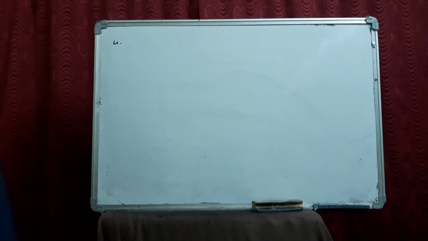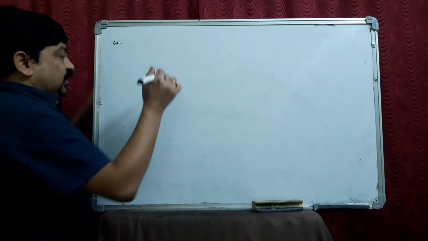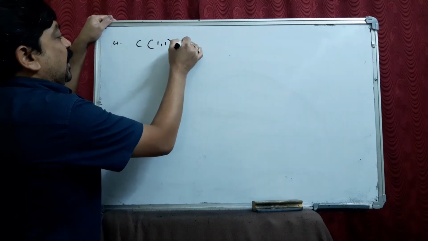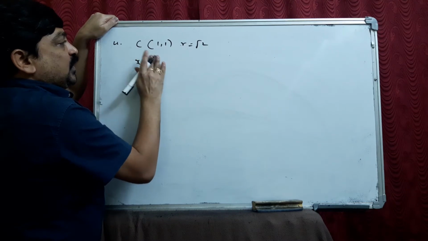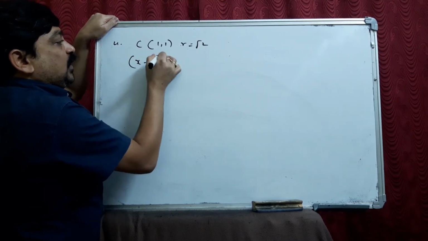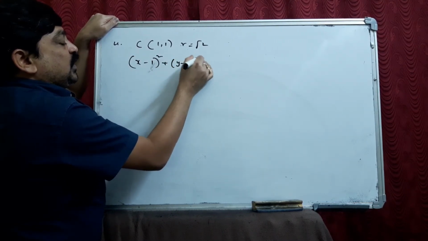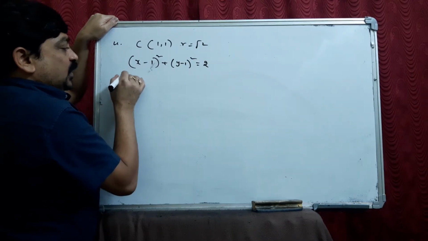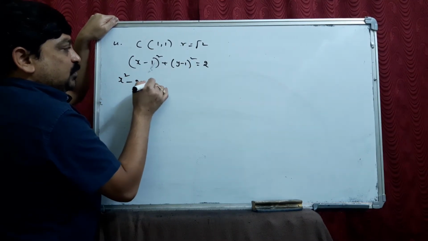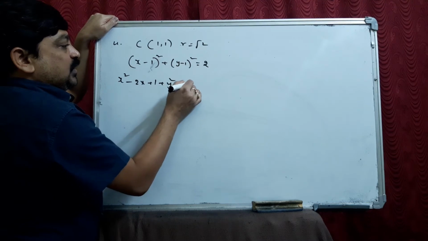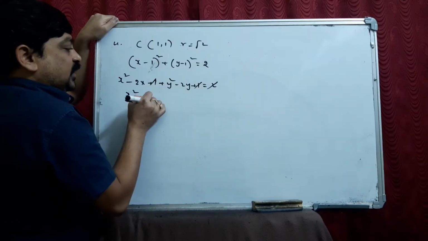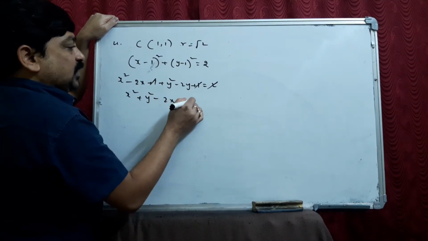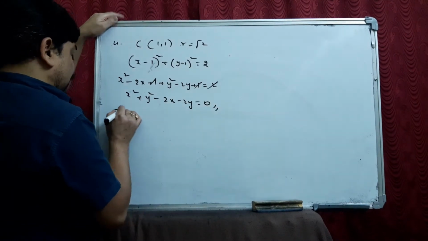See the fourth problem. Center 1 comma 1 and radius root 2. x minus h whole square, x minus 1 whole square plus y minus 1 whole square is equal to r square, which is 2. Expand this: x square minus 2x plus 1, y square minus 2y plus 1 equal to 2. 2 gets cancelled. Let's write in order: x square plus y square minus 2x minus 2y is equal to 0.